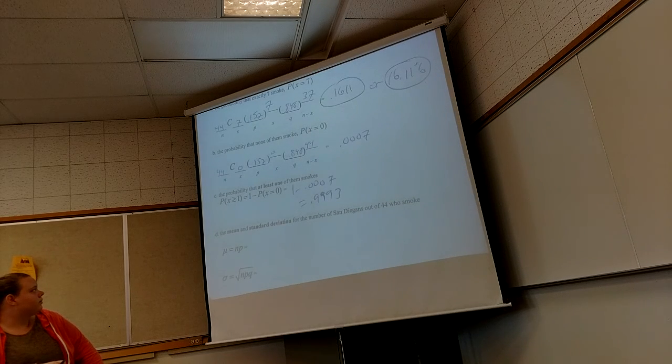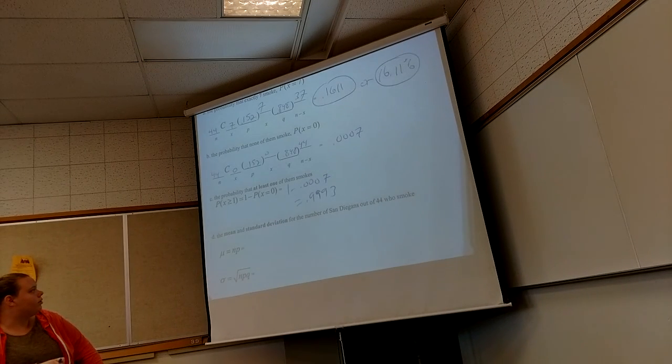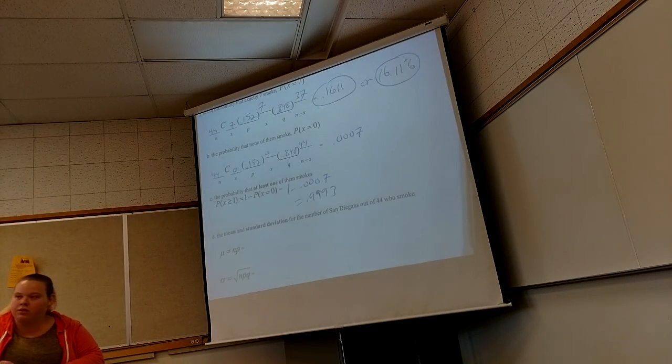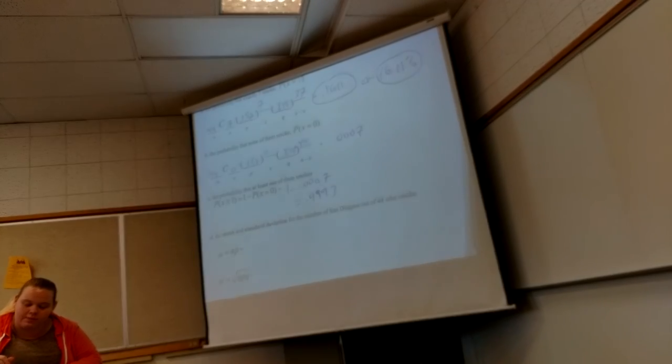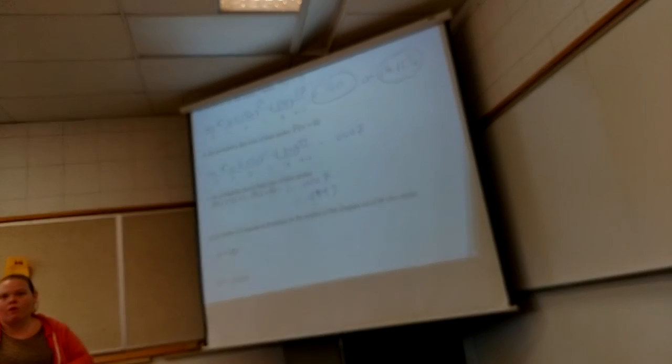Understand which part? Sorry. This is 0.0007. That's the better way to write it. That's the same thing as 0.0007. I know, but that goes in the C.